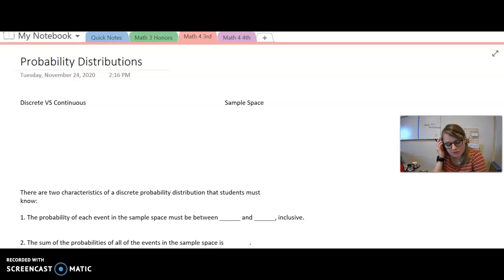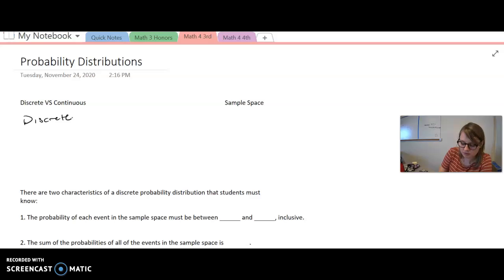Guys, so today we're going to be talking about probability distributions. There's a few things that I want to define for us first. So we have discrete versus continuous. Discrete is going to be something where we have values in our givens that can be very straightforward. There's nothing changing about them.